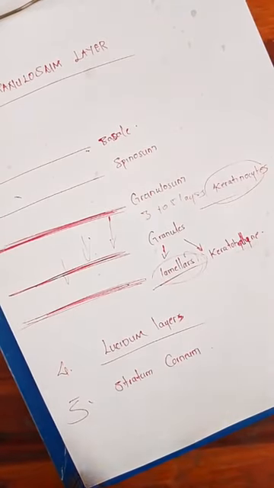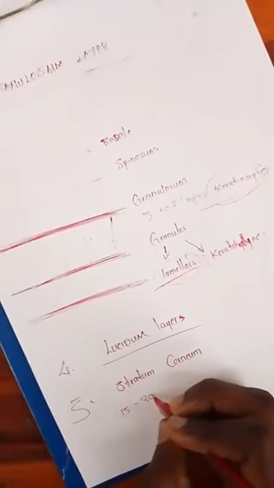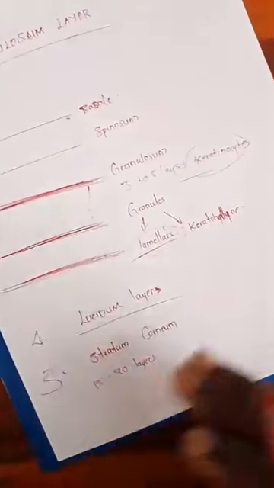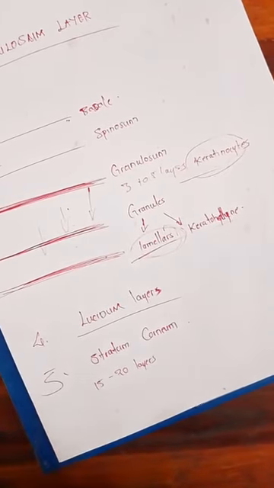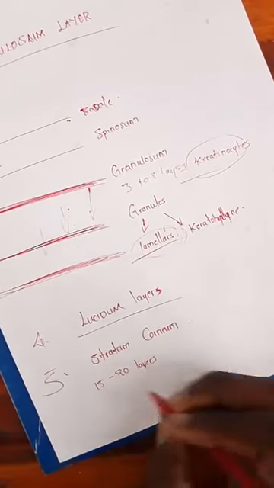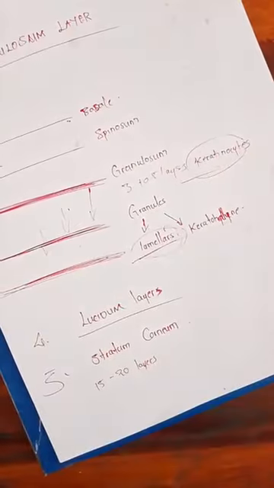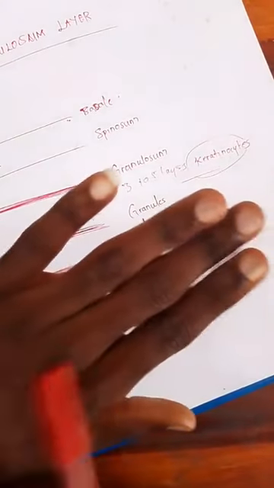So this layer is made up of about 15 to 20 layers of these dead keratinocytes. It is going to have fully packed keratinocytes that are dead. So it provides the skin's primary protective barrier, because that is the one that we are able to see.